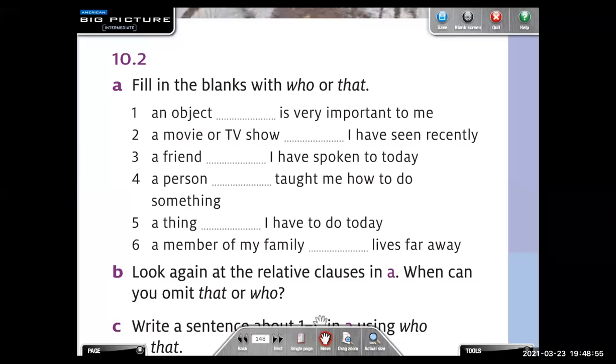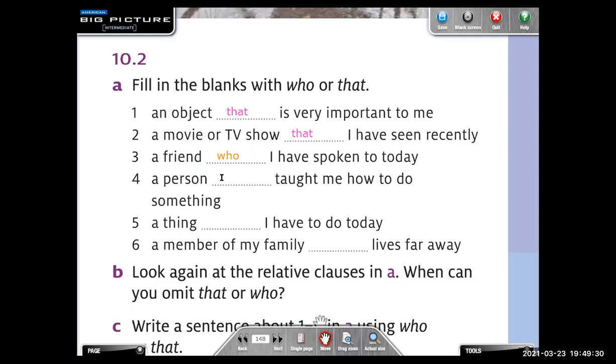Number 1, it says, an object that is very important to me. Yes, that is very important to me. A movie or TV show that I have seen recently. A friend who I have spoken to today.